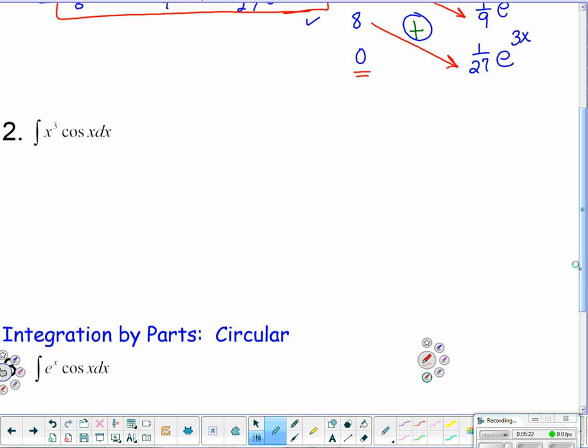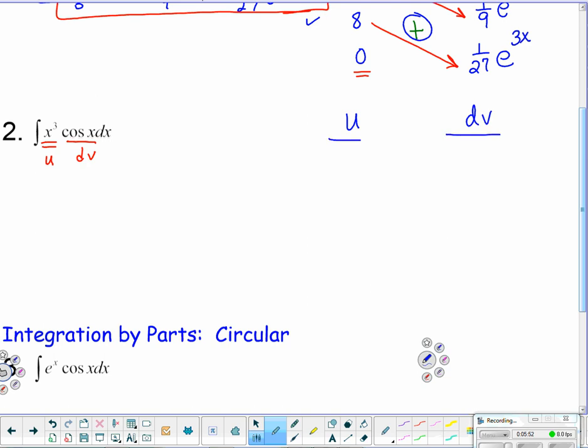Well, once again, I'm looking to see, do I have a function that will eventually zero out if I take its derivative? Yes, I have such a function, that algebraic function. Cosine is a function that's easily integrated. So that's going to be my dv. This will be my u, and we can set up tabular. Maybe even pause this video and see if you can set it up on your own.